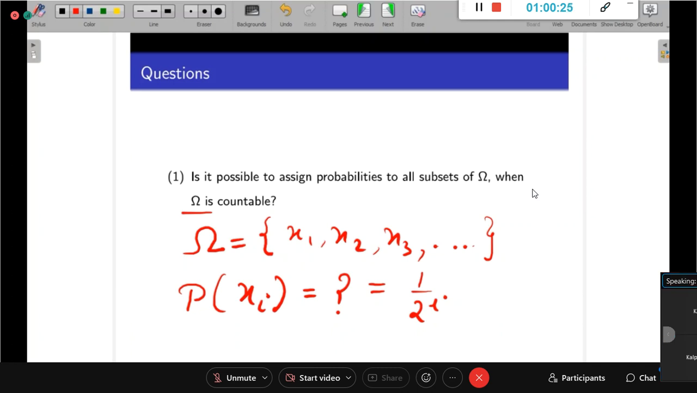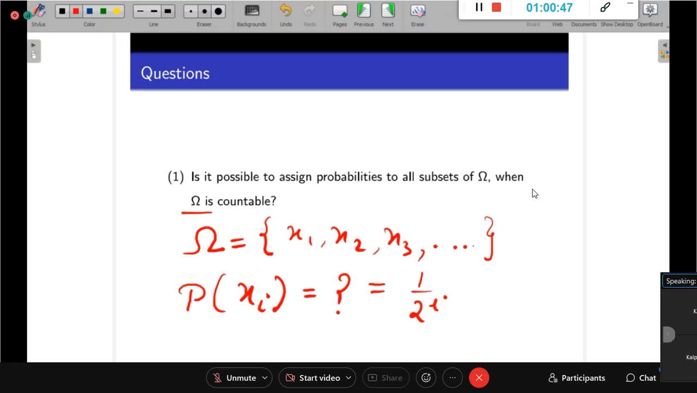Okay, right. So with this question, we have the answer that it is possible to assign probabilities to all subsets of omega whenever omega is countable. I'm not going to the uncountable case, but you can also look at the uncountable.